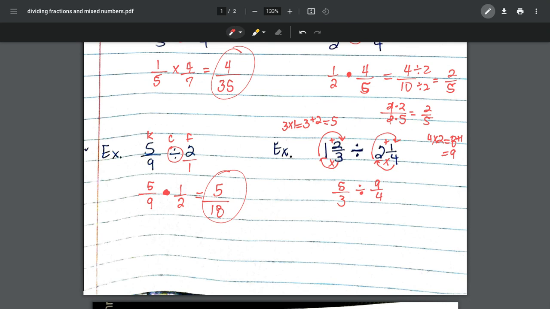Now are the mixed numbers cleared out? Sure, the mixed numbers are gone. So now since the mixed numbers are gone, I can keep, change, flip. So I'm going to keep 5/3, change the division to multiplication, and flip, or use the reciprocal of, 9/4 and make it 4/9. So top times top is 20, and bottom times bottom is 27. I'm done. That's all you do.